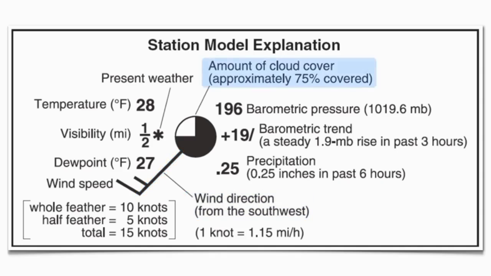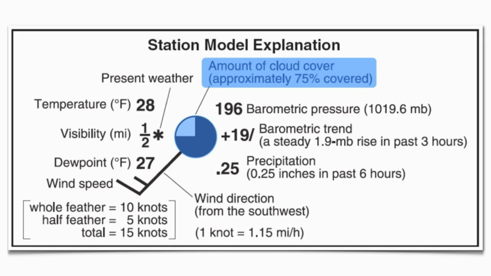The next variable is going to be cloud cover. Cloud cover is going to be the central circle of your station model. It's all going to be broken up, for the most part, into 25% increments. So completely clear skies would have no filling in at all. Complete overcast skies would be 100% filled in, and increments of 25 in between. So very important to understand your cloud cover. That's going to go right along with the amount of humidity in the air.